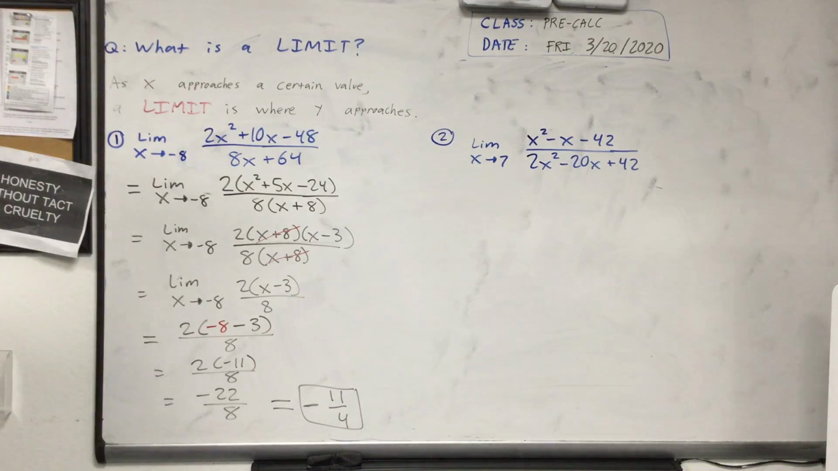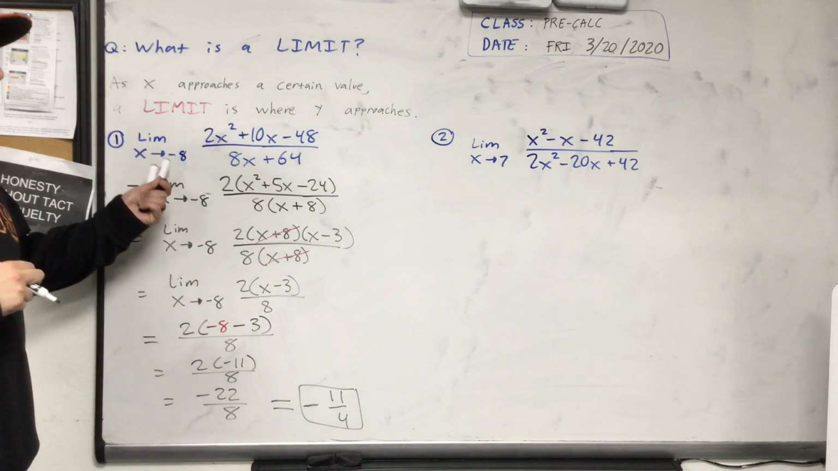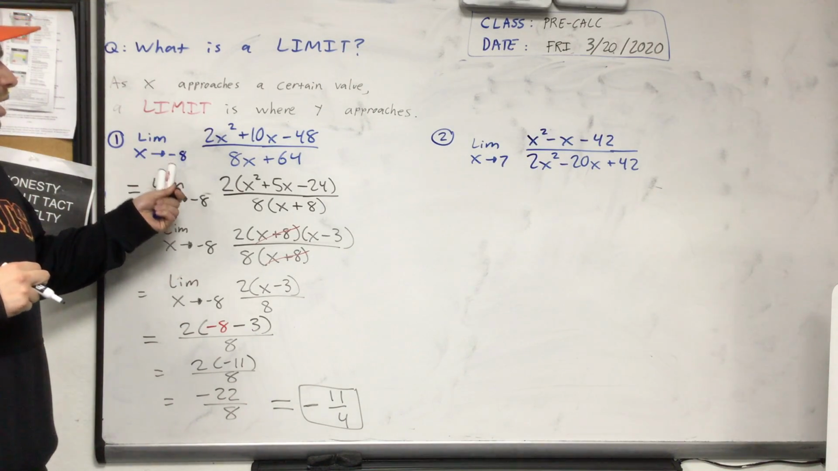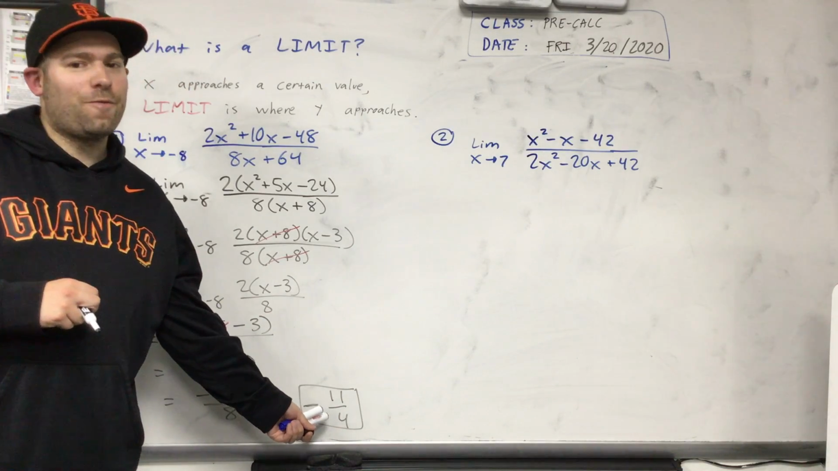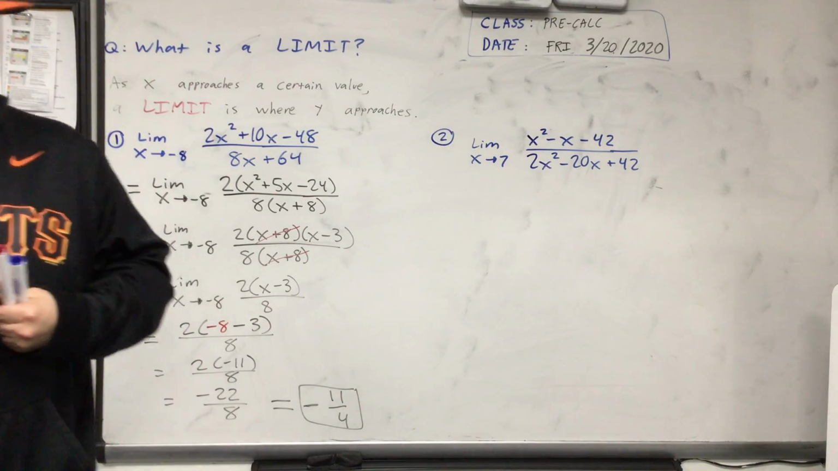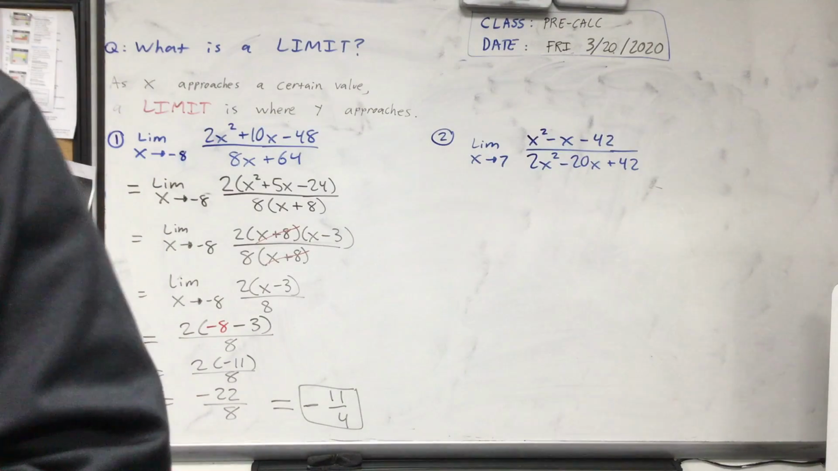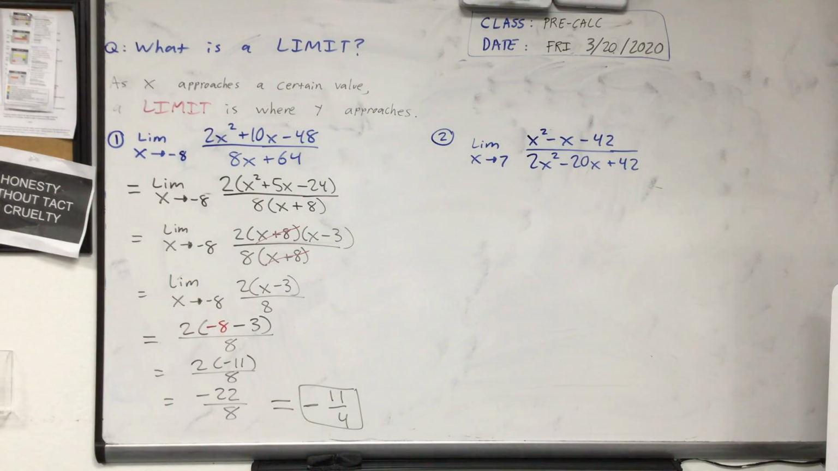-2.75. Everybody happy. But the point is, as x gets closer and closer and closer to -8, y gets closer and closer and closer to -11/4. But that point, (-8, -11/4), does not actually exist.